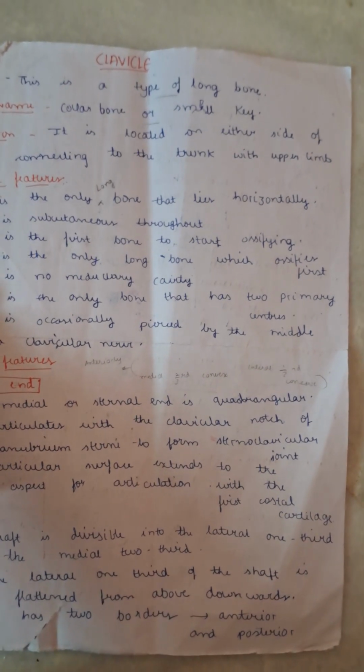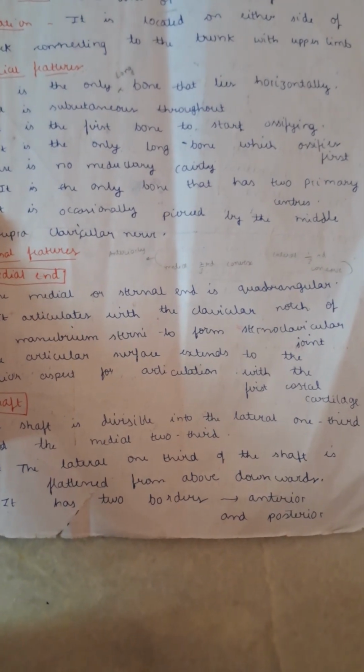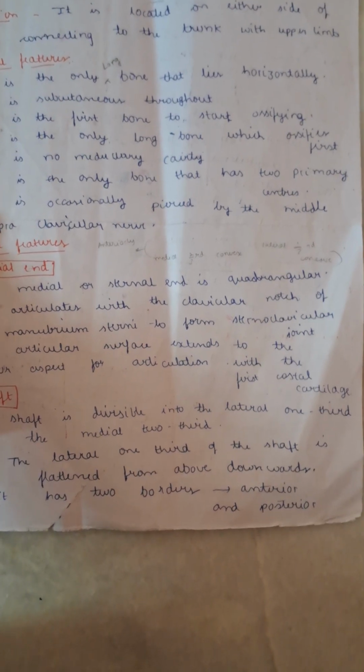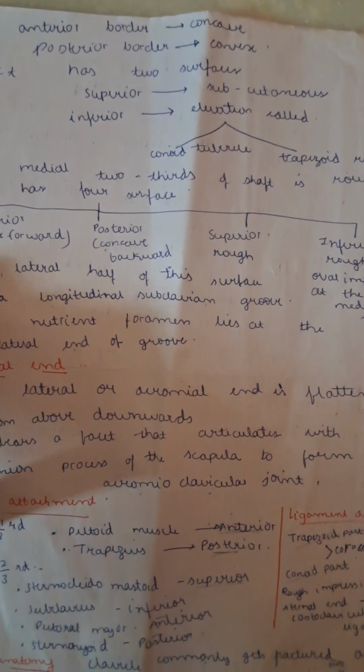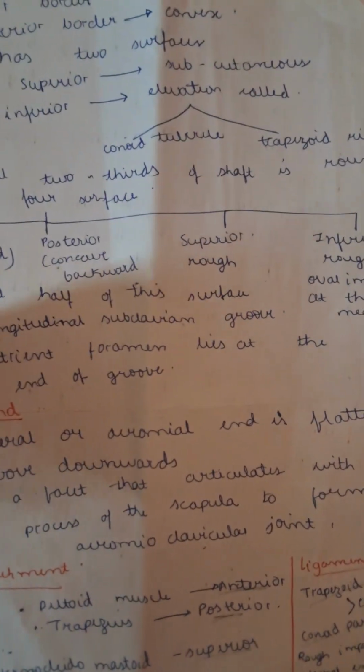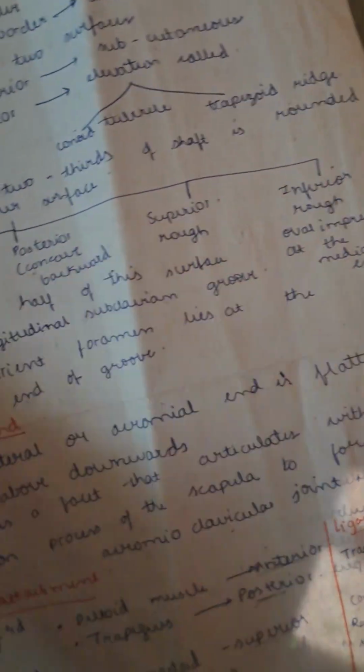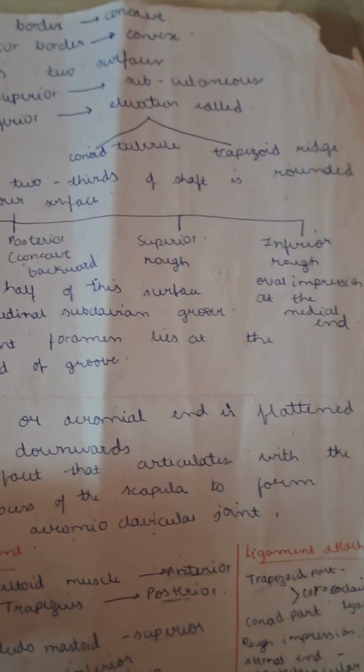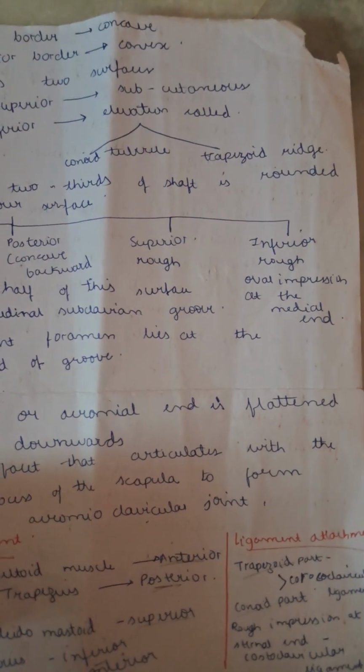In anatomical position, anteriorly the medial 2/3 is convex and the lateral 1/3 is concave. And the shaft. Shaft is divisible into lateral 1/3 and medial 2/3. Lateral 1/3 of the shaft is flattened from above downwards. It has two borders, anterior and posterior. Anterior border is concave and posterior border is convex. It has two surfaces, superior, which is subcutaneous, and inferior, which contains an elevation called the conoid tubercle and the trapezoid ridge.